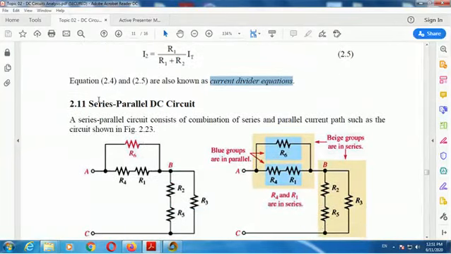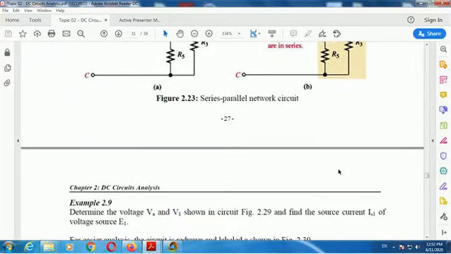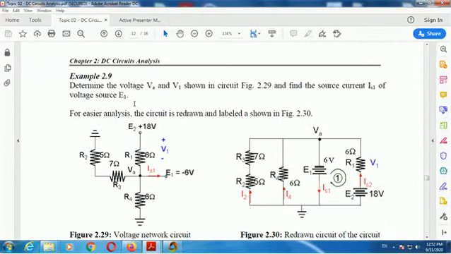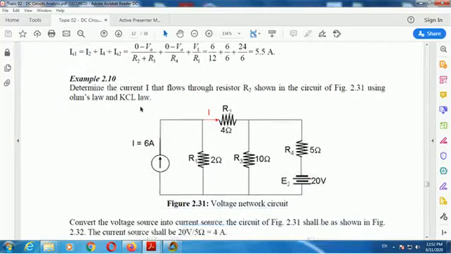Next, the combination of series and parallel DC circuits. The blue one is series, and this blue block and that blue block are parallel. R4 and R1 are in series, and this block has two resistors in series. These two are parallel, and this yellow block is in series. Then we will do example 2.9, and then 2.10, a more complicated one.